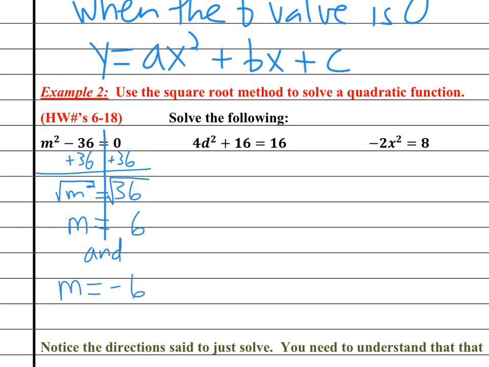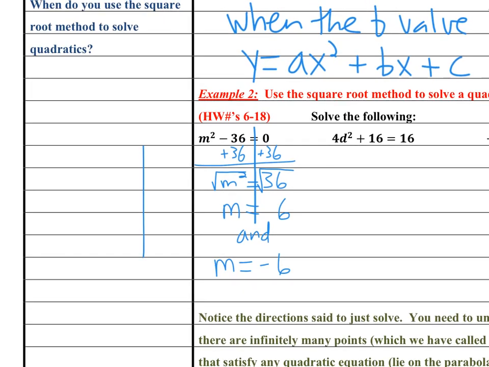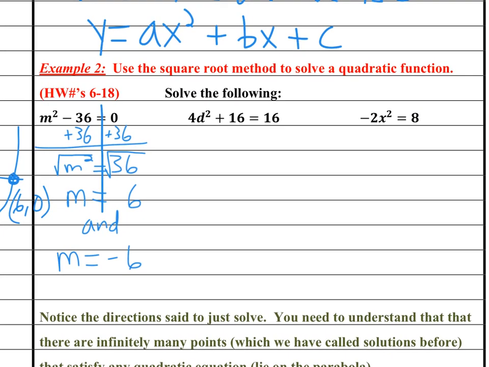equals 36. So this is saying that if we graphed this, if we had this on a graph, the x-intercepts for this graph would have been over here at 6, 0, and over here at negative 6, 0. Those would have been the 2 solutions if this was a graph. So let's try this process again for the next ones to find the solutions.